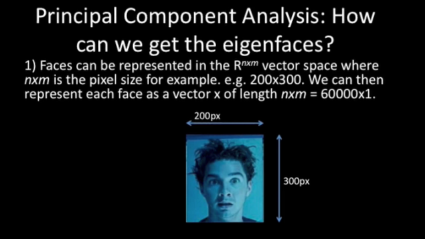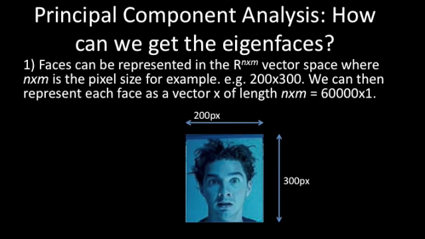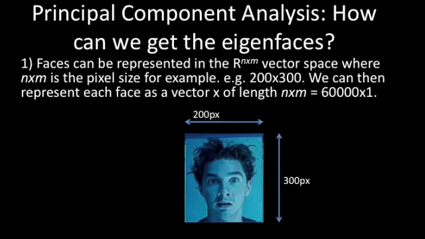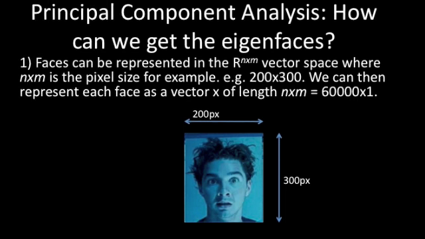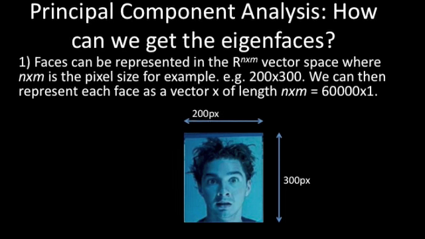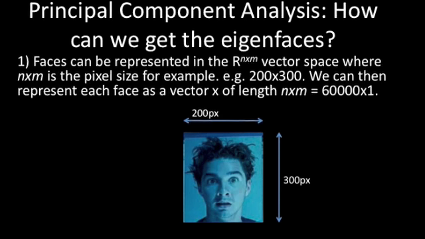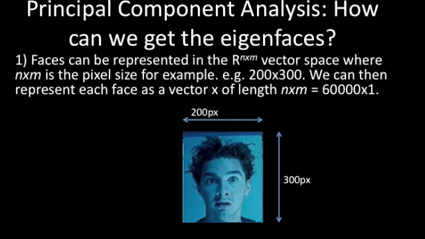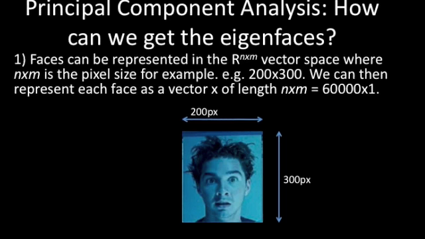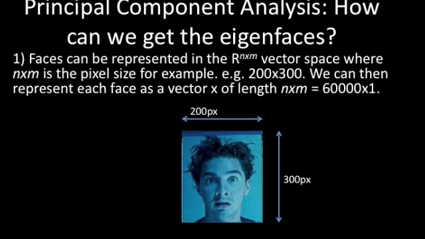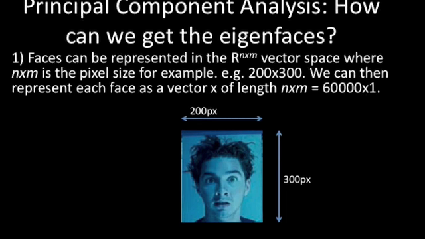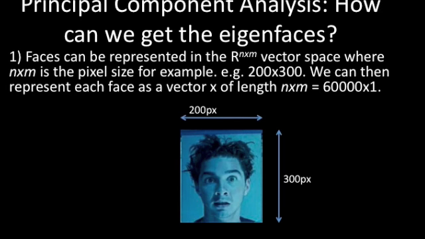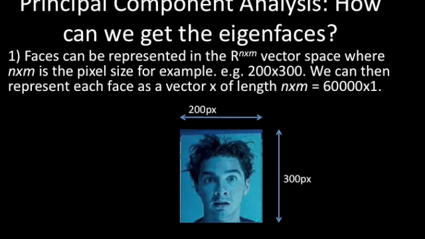So how do we perform principal component analysis? How do we set off on finding these eigenfaces? Here, we're going to be talking about solving for eigenfaces, and we start with recognizing that faces can be represented as a vector. Faces like Sam Witwicky's picture here are 200 by 300 pixel images. These images lie in the R space of 200 by 300, and we can represent them as a vector of length 60,000 by 1 column.